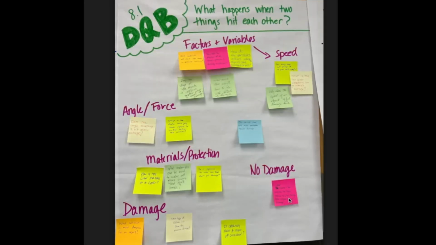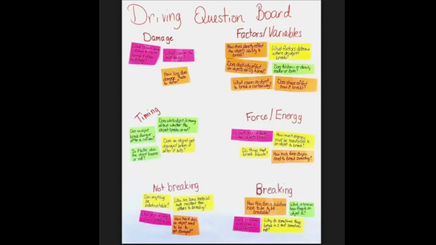I will go back and show you the sample from a professional learning event that I did. Here are some of the categories that came up. Factors and variables. We just use this terminology. That's why it showed up. Speed is actually a factor or variable, but there were several, so I made speed a category of its own. Angle and force, materials and protection. There's your engineering right there. Damage and no damage. Often what you talk about prior to the driving question board appears on the board. Let me go back and look at the categories real quick. We've got damage, factors and variables, force and energy, braking, not braking, and timing, which I didn't have in my example, but that can come up because we talked about time point 1 and time point 2.